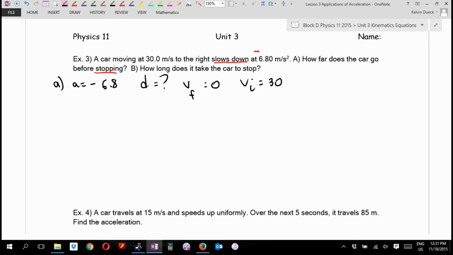VF squared equals VI squared plus 2AD. Is he right? Yeah. Did I write it down? Okay, ready, Nick? How good you feeling? Do you think you can get the D by itself without writing down the original? No? Okay. VF squared equals, this is a tough one, VI squared plus 2AD.